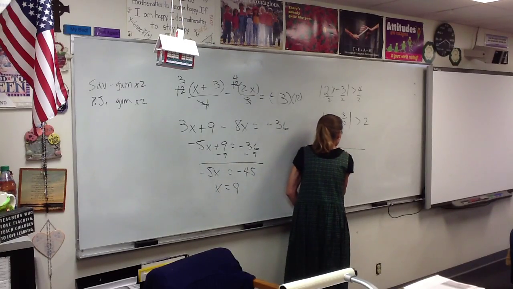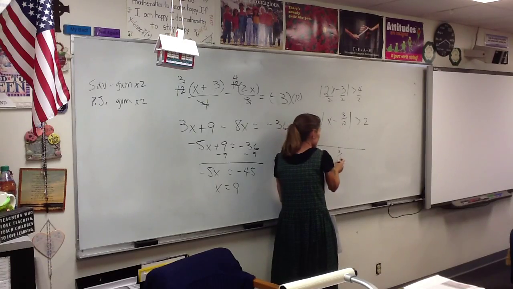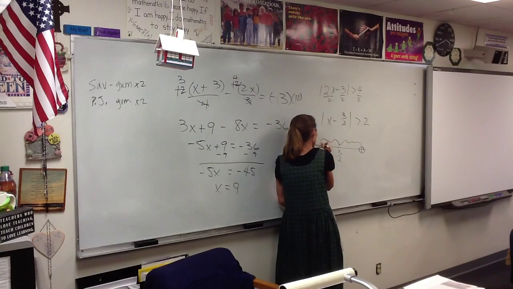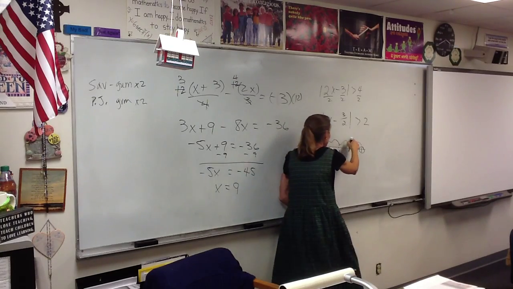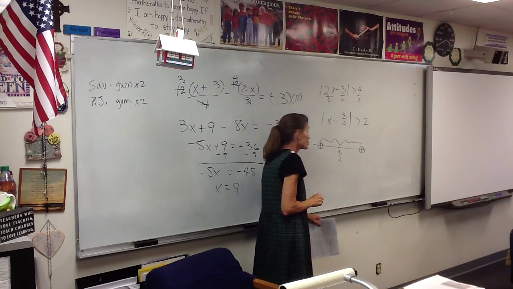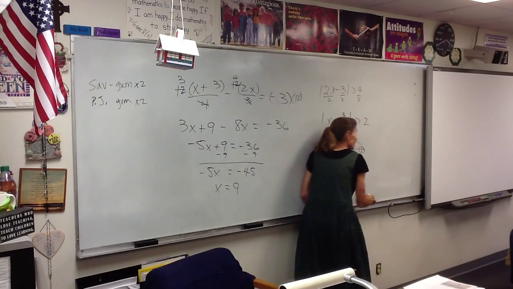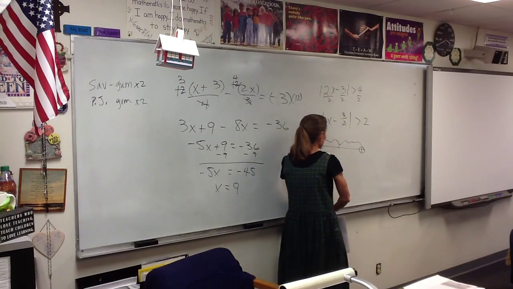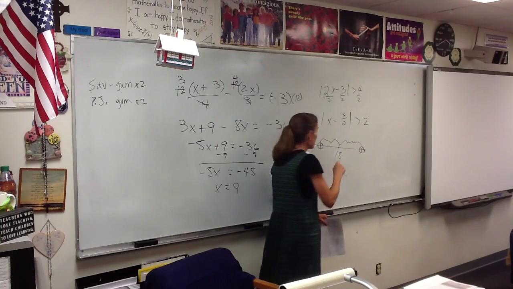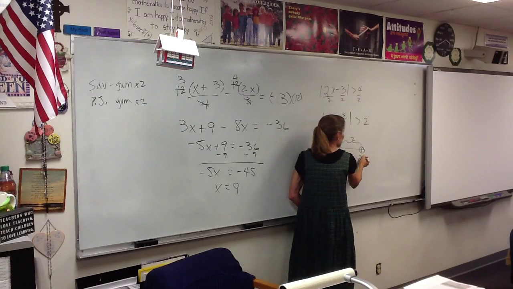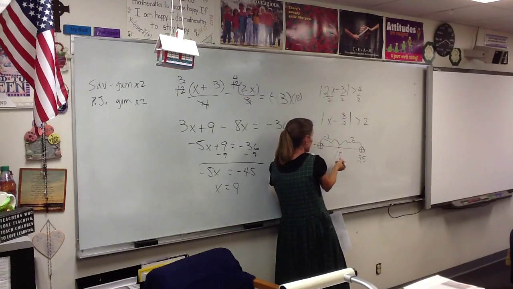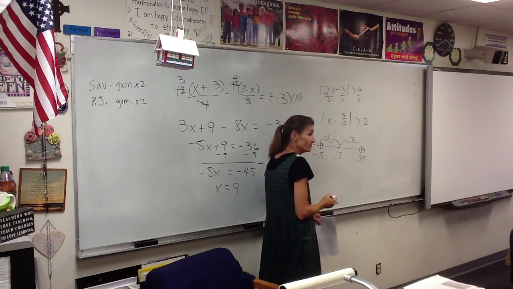Positive 3 halves. Very good. It's the opposite of this number. That's where I start. And then I'm going to count forward and put a dot, and count backwards and put a dot. How much am I going to count forwards and backwards? 2. So I can do that in fractions, or I can do that in decimals. If you want to think of 3 halves as 1 1/2, then it might be easier to do it in decimals. If I go forward 2, I would be at 3 1/2. And if I go backward 2, I would be at negative 1/2.